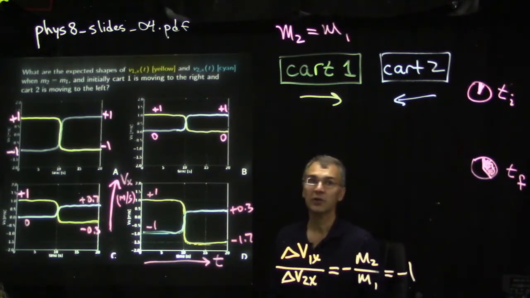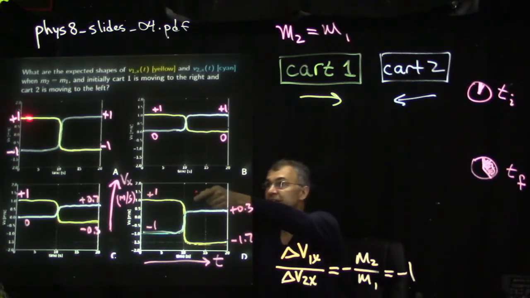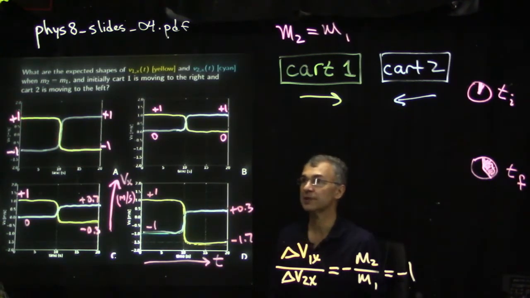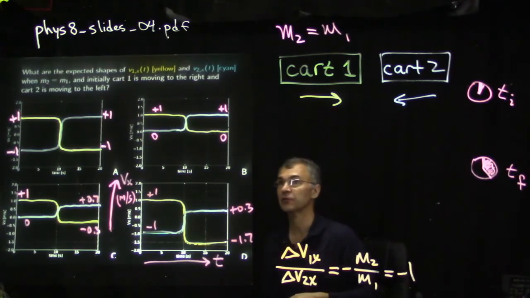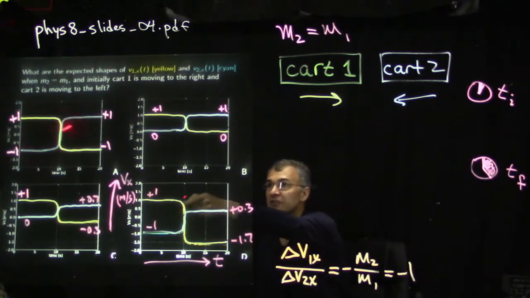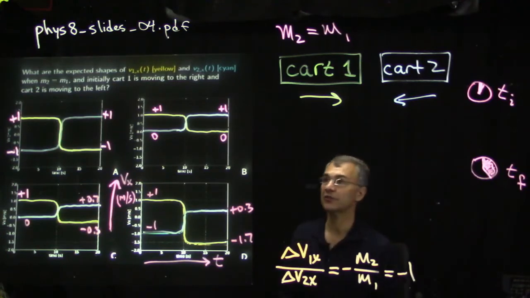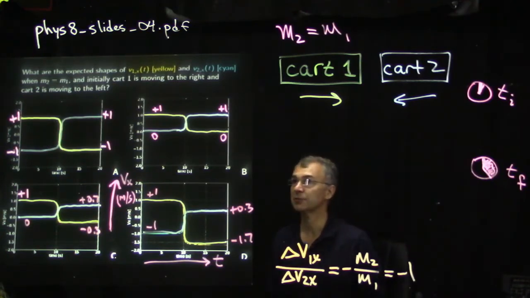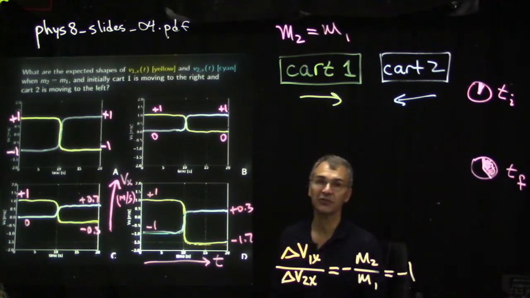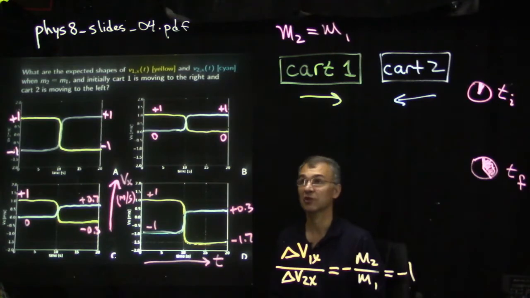And, well, we could watch the clip first, or we could see what we expect. So this seems like a change of -2 units, from +1 to -1 meters per second for cart 1. For cart 2, it looks like a change of +2 meters per second, from -1 to +1. So it seems like the ratio of the two changes in velocity in the x direction is a ratio of -1, a ratio of minus m2 over m1.